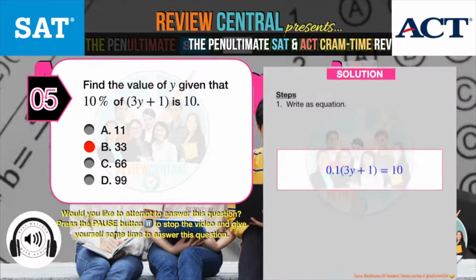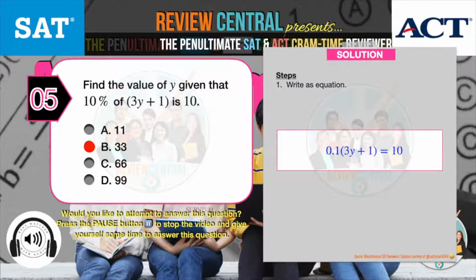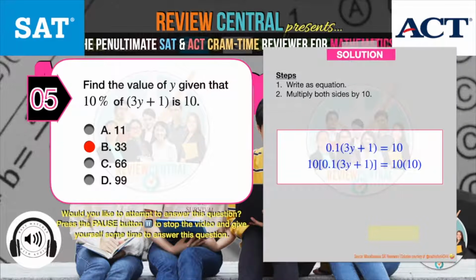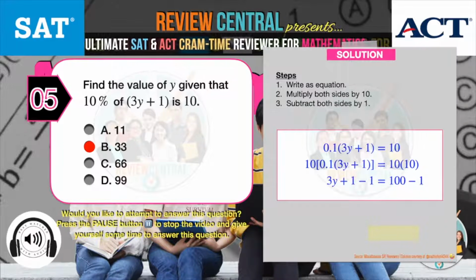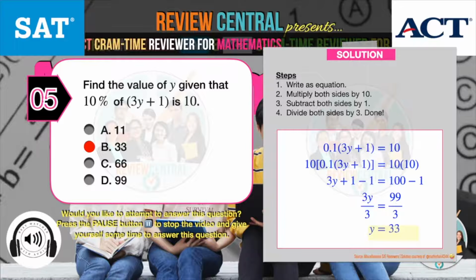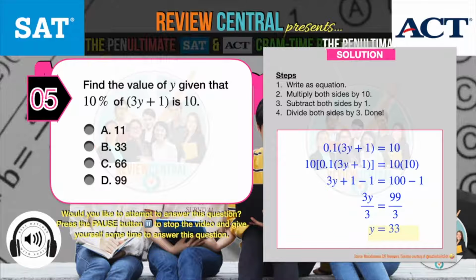33. Step 1. Write the equation. 0.1 times (3y plus 1) equals 10. Step 2. Multiply both sides by 10. Step 3. Subtract 1 from both sides. It is now 3y equals 99. Step 4. Divide both sides by 3. And we're done, with y equals 33.